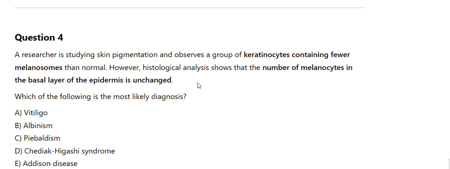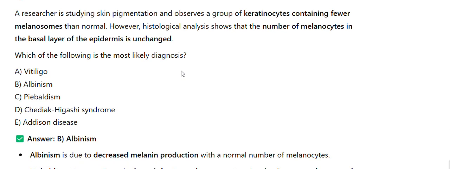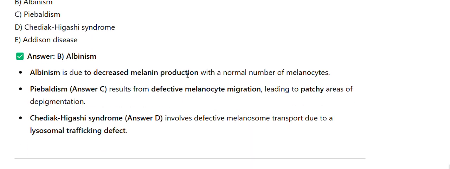A. Vitiligo. B. Albinism. C. Piebaldism. D. Chediak-Higashi syndrome. E. Addison disease. Answer B. Albinism. Albinism is due to decreased melanin production with a normal number of melanocytes. Piebaldism, answer C, results from defective melanocyte migration, leading to patchy areas of depigmentation. Chediak-Higashi syndrome, answer D, involves defective melanosome transport due to a lysosomal trafficking defect.